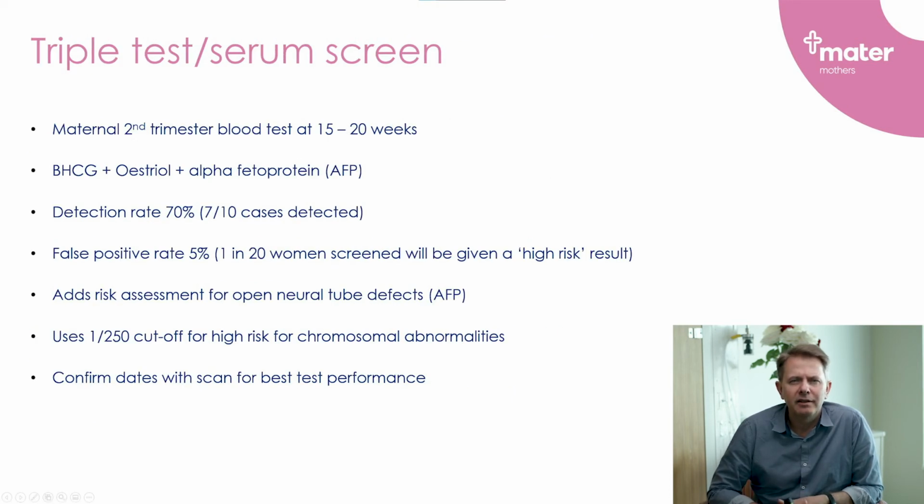The triple test is really falling out of favour, and very few are ordered these days, and that's because of its low detection rate and relatively high screen positive rate of 5%. However, it still remains a valid screening option that is often performed for patients who present late, too late for the first trimester combined screen, and also for a cost-effective option that has better performance than the morphology scan for trisomy 21.